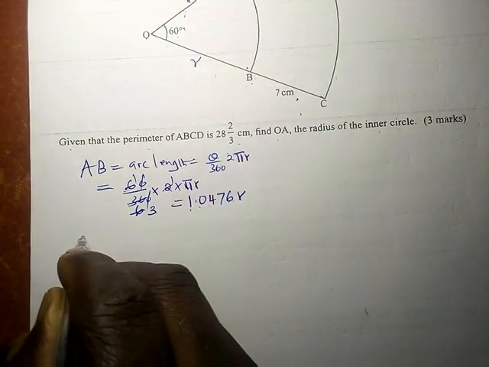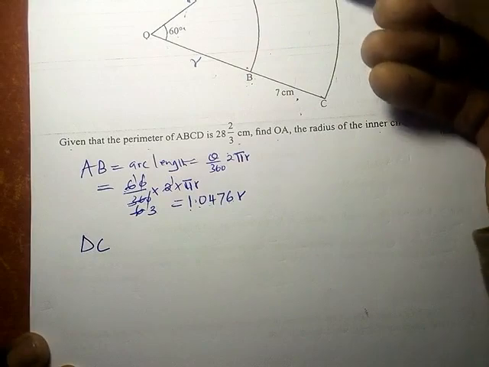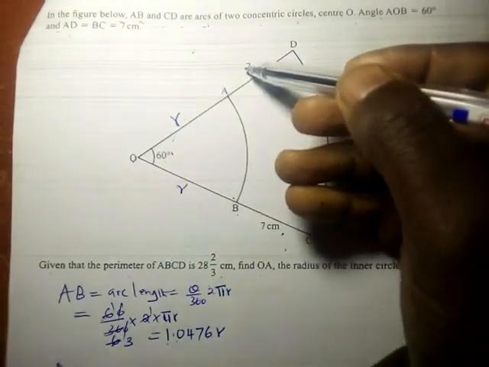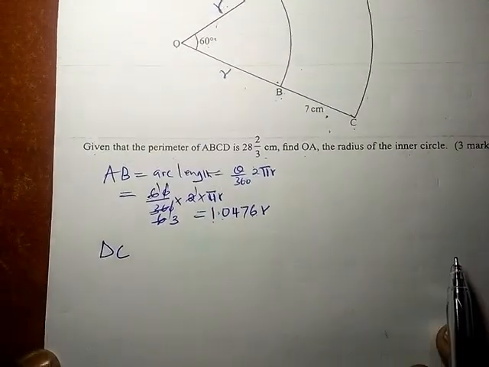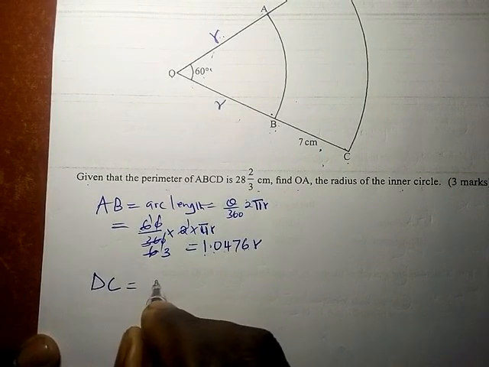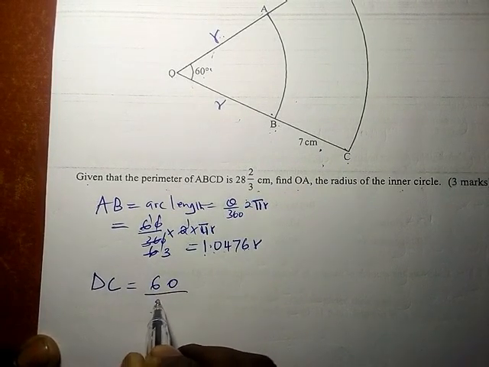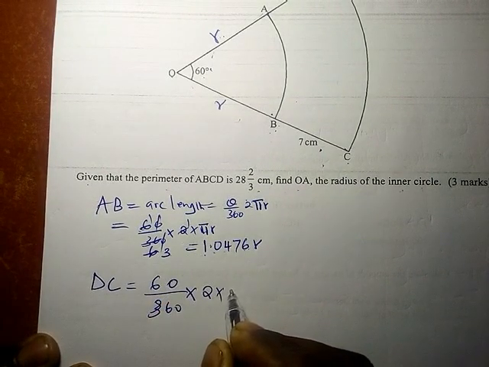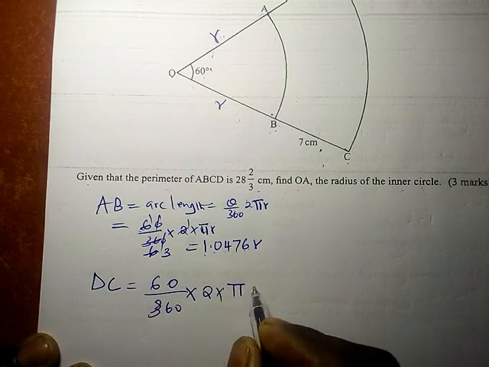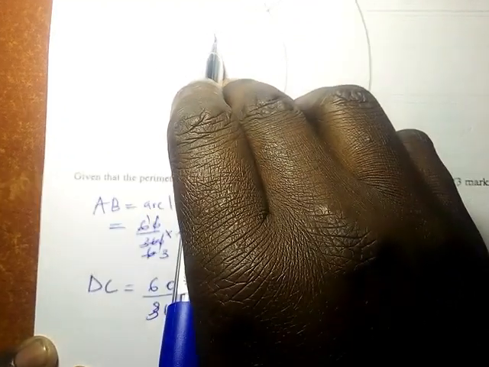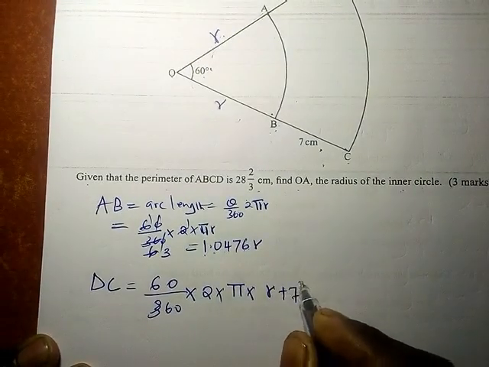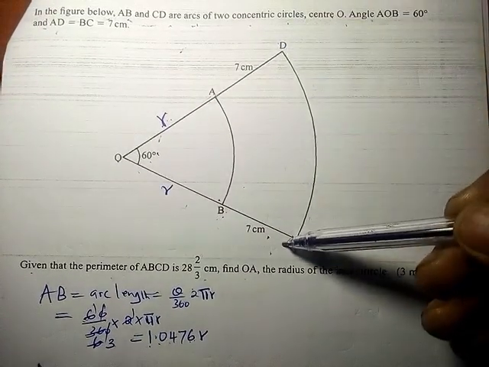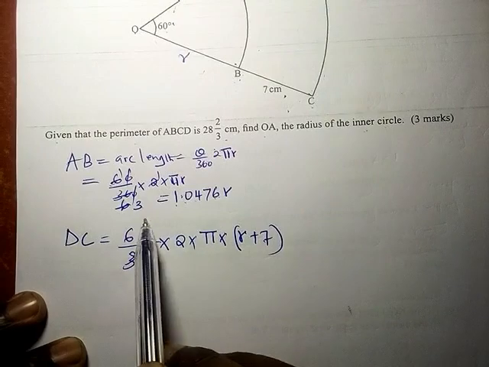So length AD, length DC, this is also another arc length, but the radius is going to be r plus 7. DC is going to be 60 over 360, because they are sharing the angle, times 2 times pi, 22 over 7, times the radius, and the radius is r plus 7. So what we have found is DC.